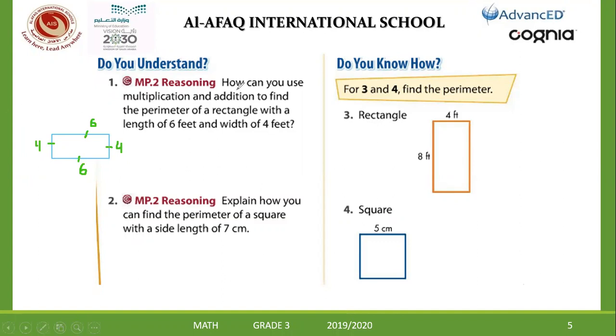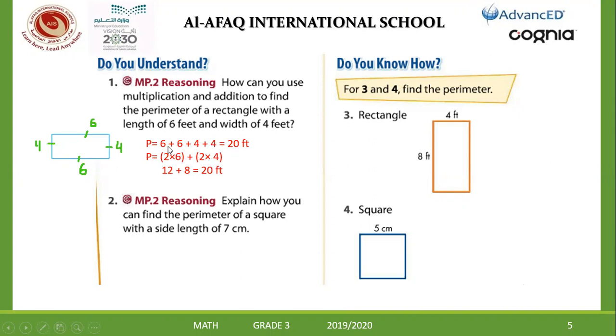He asked me, how can you use multiplication and addition to find the perimeter of this rectangle? As you know, to find the perimeter of the shape, we have to add all the lengths of the sides. So we can say P equals 6 plus 6 plus 4 plus 4. 6 and 6, 12. 12 and 4, 16. 16 and 4 is 20 feet.